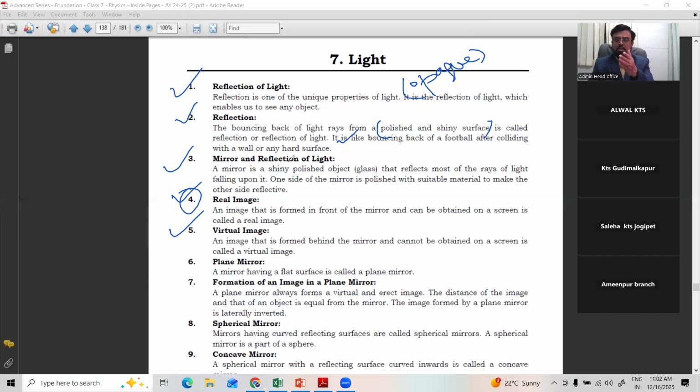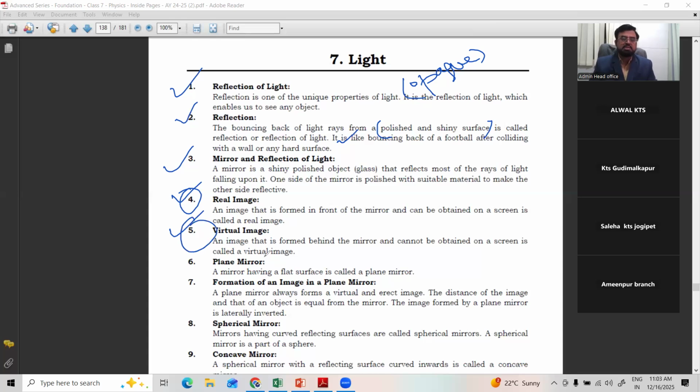For example, a teacher in your classroom teaching on the board is a real image. You can catch her, you can ask her anything, you can go to her. But I am teaching from here, and you are somewhere 20, 30, 40, 100 kilometers away. So I am a virtual image, not even real. Why? Because you cannot catch me, you cannot come to me immediately.